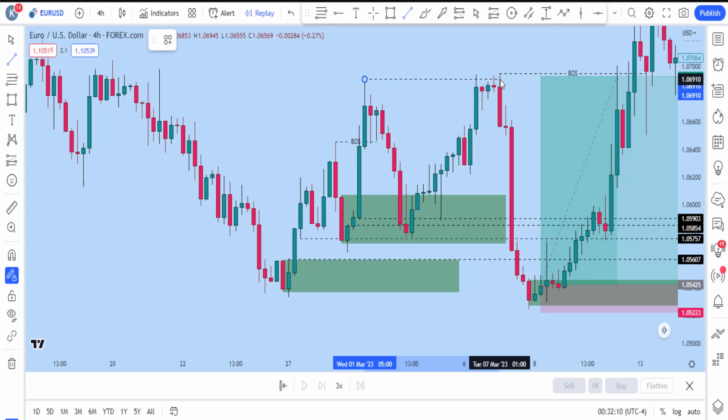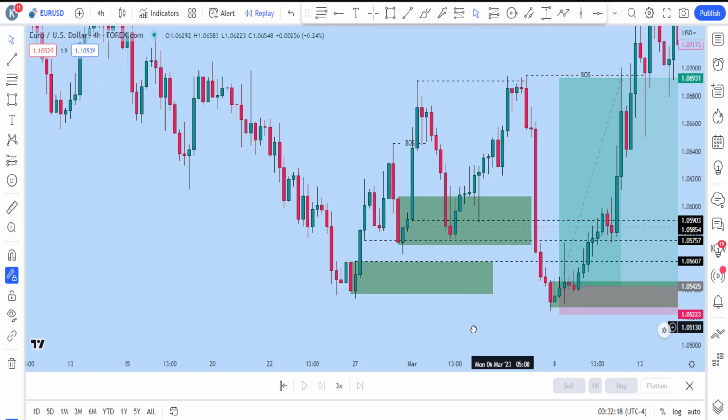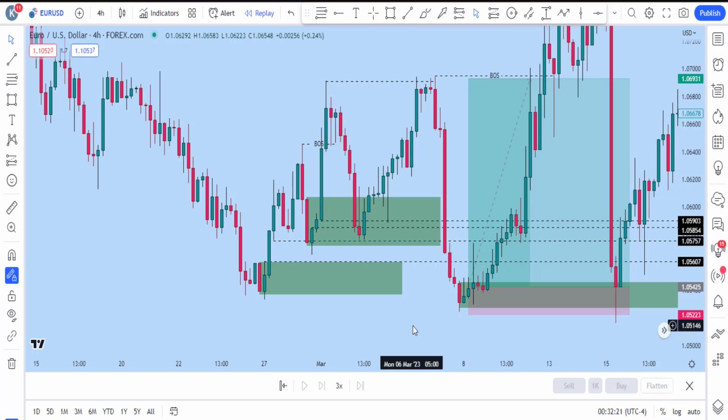So guys, this is all about this high probability order block. I think some of you asked me this question. I've seen a lot of questions, and that is why I'm going to this level to explain this very simple information.